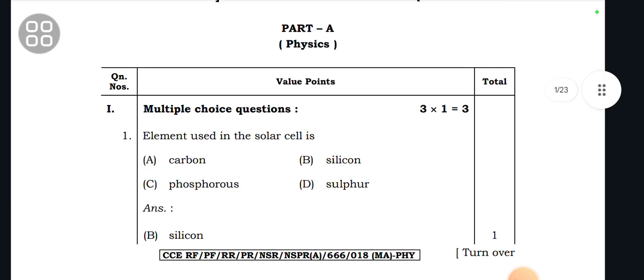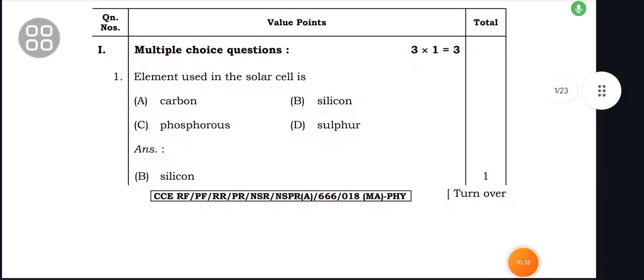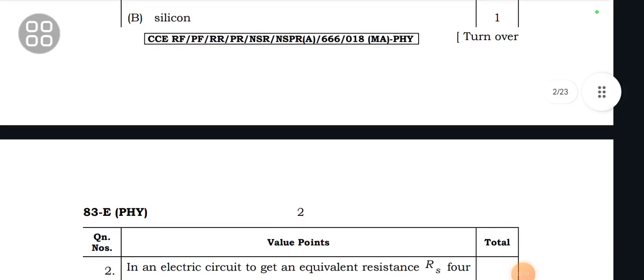The first question is on solar cells. Option B is correct, because silicon is majorly or widely used in the preparation or manufacturing of solar cells. Solar cells are used for converting light energy into electrical energy. To store this, batteries are used. For the generation of all this power, silicon is widely used. So option B is correct.